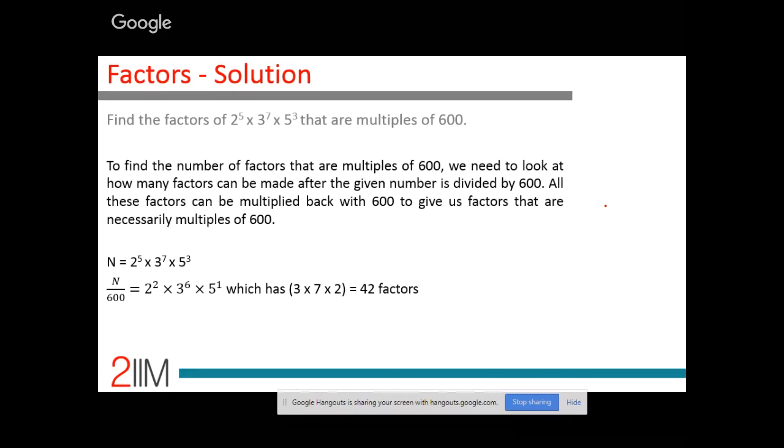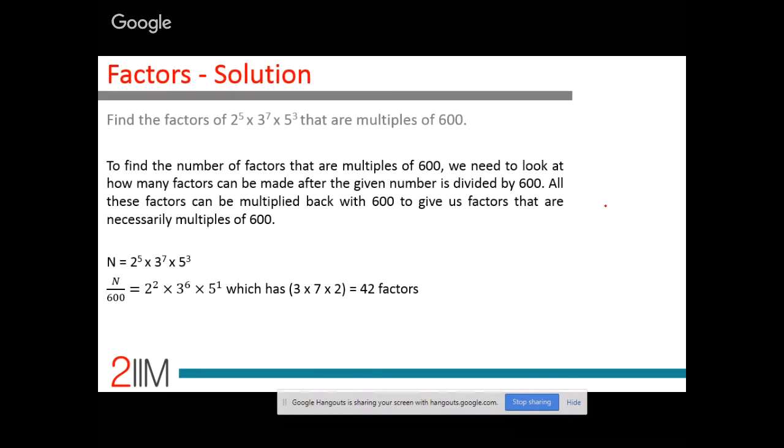That's it. So 2 power 5 into 3 power 7 into 5 cube, divide that by 600, find the number of factors for that number. So this number has a factor that's a multiple of 600. So the factor will be of the form 600 into k, or effectively k is a factor of this number by 600. Find all possible values, we're done. So 2 power 5 into 3 power 7 into 5 cube divided by 600 will give us 2 square into 3 power 6 into 5 power 1. Find the number of factors, which is 3 into 7 into 2, we're done.